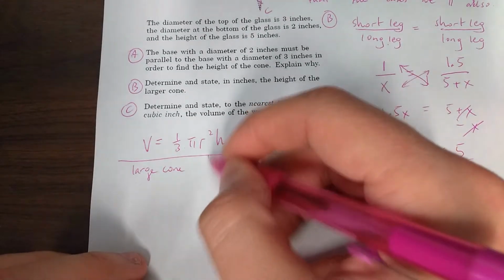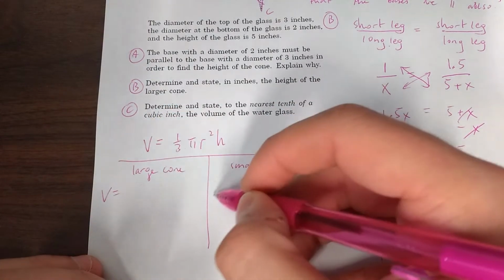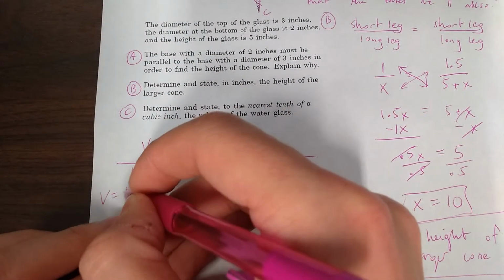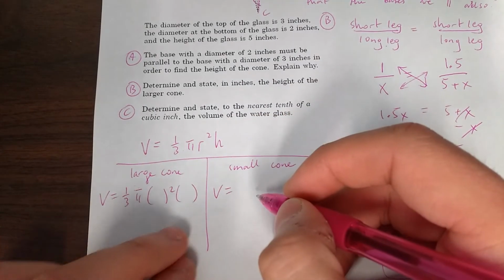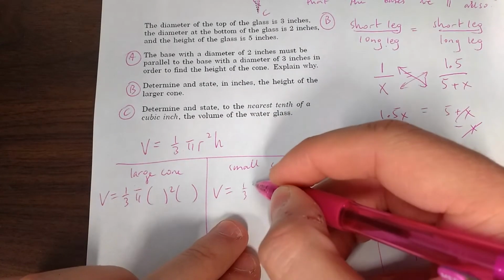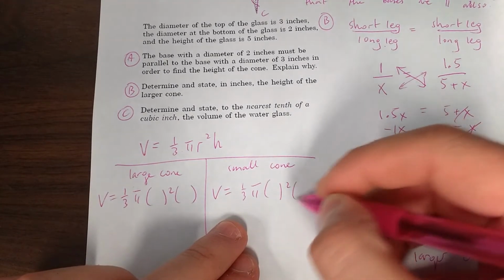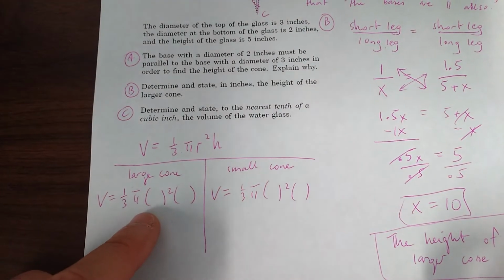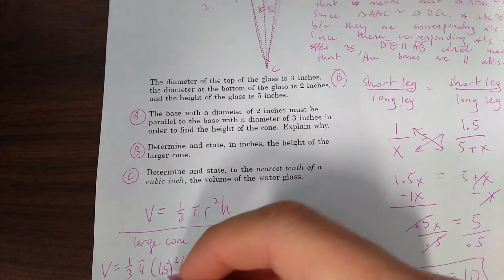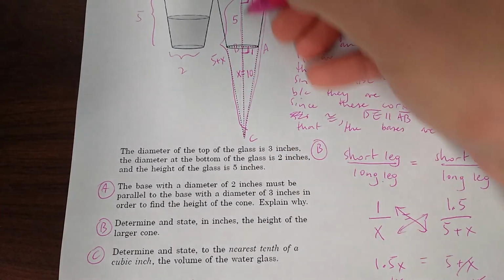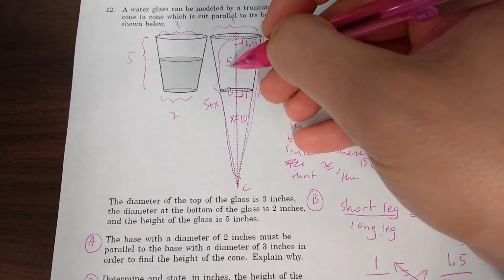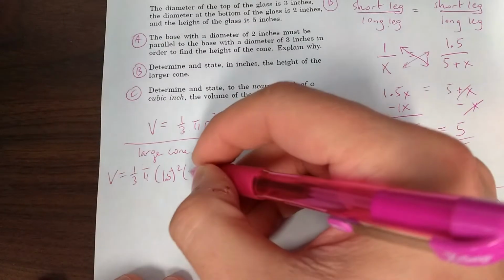For the large cone and for the small cone. The large cone, we've got 1/3 pi r squared h. In the larger cone, the radius is 1.5, and the height is the total height, which is 15.